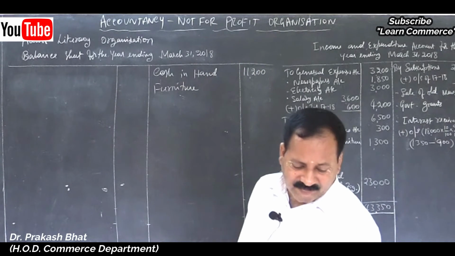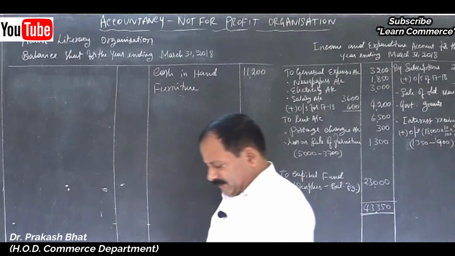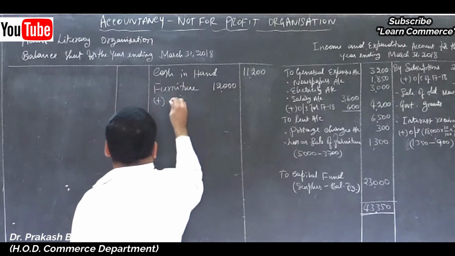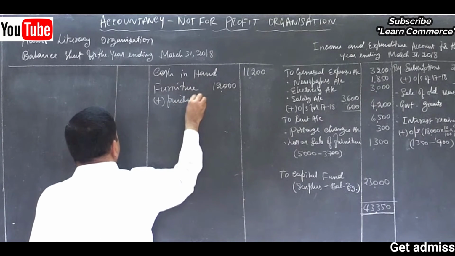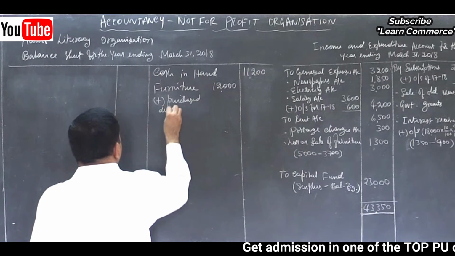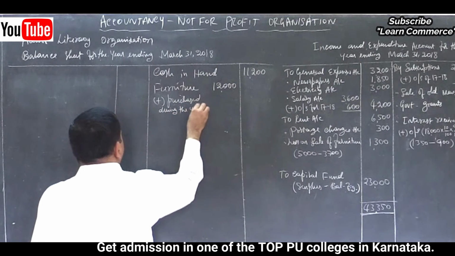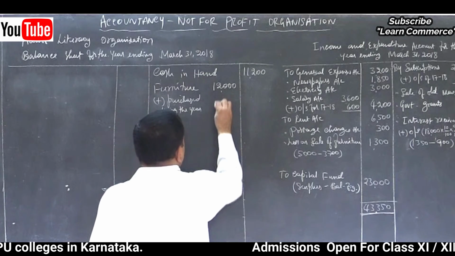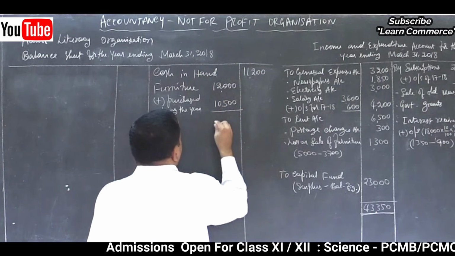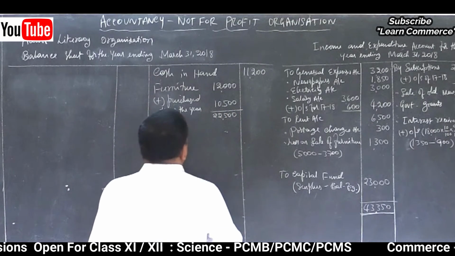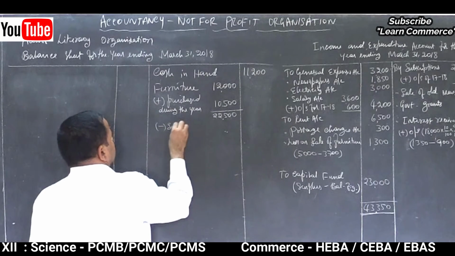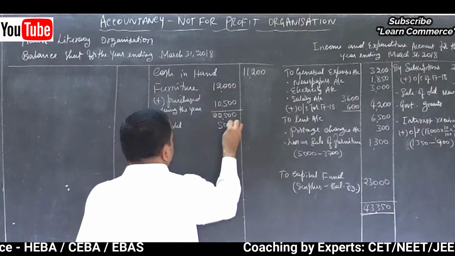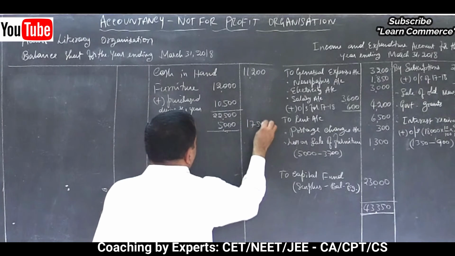Then take up the next asset, that is furniture, isn't it? How much? 12,000, inner column, add purchased during the year. How much was purchased? Refer payment side, 10,500. 10,500 added together, 22,500, isn't it? Minus sold. Book value we should show, I think it is 5,000. Is it correct? Yes. So 17,500 is the net amount.